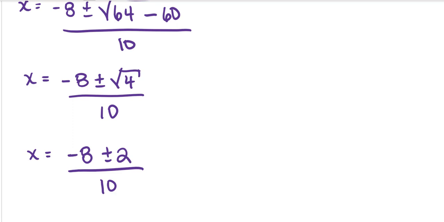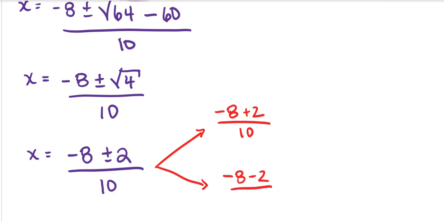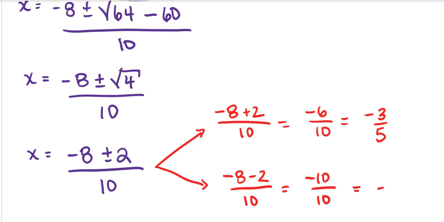So let's see. So we can split that up into two separate answers there. So we've got negative 8 plus 2 over 10 and negative 8 minus 2 over 10. And those we can actually reduce down. Negative 8 plus 2 is negative 6 over 10, which if we reduce that fraction by 2, we would end up with negative 3/5. Negative 8 minus 2 is negative 10, all divided by 10, which is negative 1.